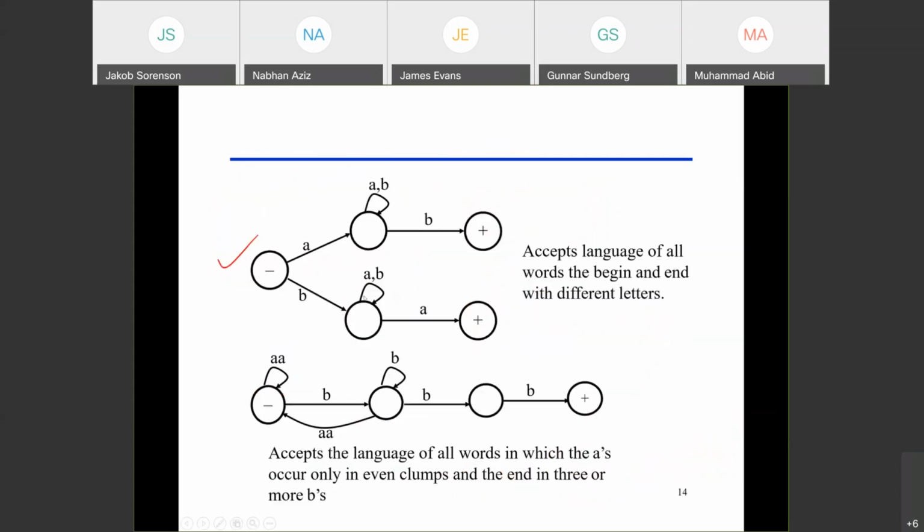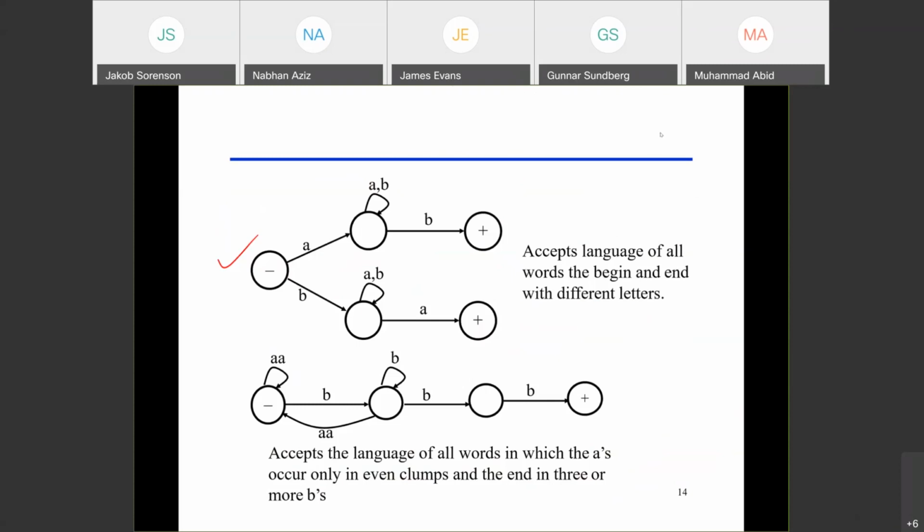Now, is this a valid FA or not? Quentin says no. Why? And people agree with him. So Riley agrees with Quentin. So Quentin, why is it not a valid FA? Let's talk with Nabhan. So Nabhan, what do you think about this?